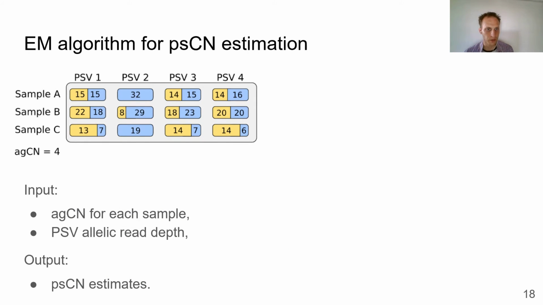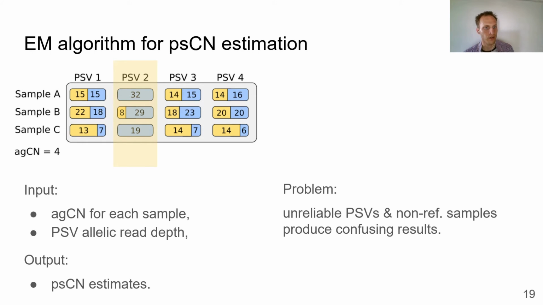After we have aggregate copy number, we want to identify paralog-specific copy number. For example, here, let's say we have 3 samples with aggregate copy number 4, and we have PSV allelic read depth. Yellow color shows the number of reads that support the allele from the first copy. Blue shows the number of reads from the second copy. And the problem is that if you look at different PSVs, they will say different things. For example, PSV2 will say that all the samples have many copies of copy 2. But this is because PSV2 is probably unreliable.